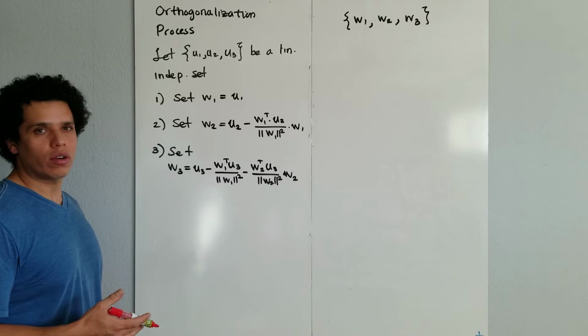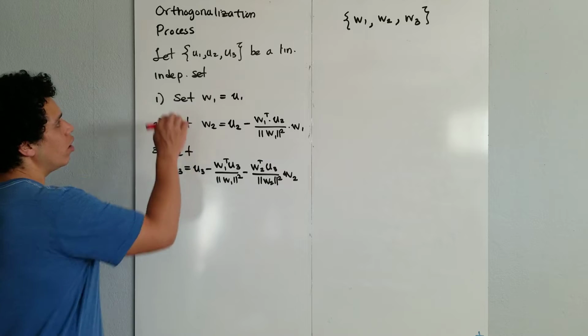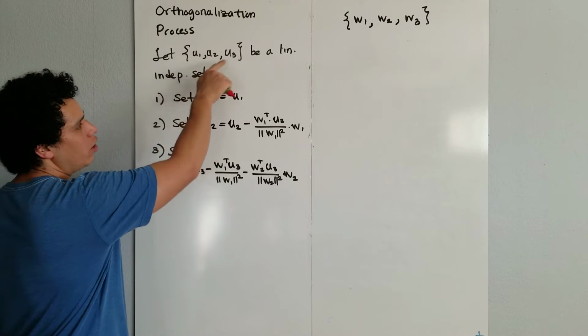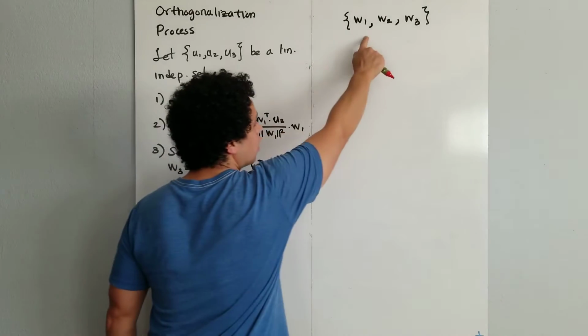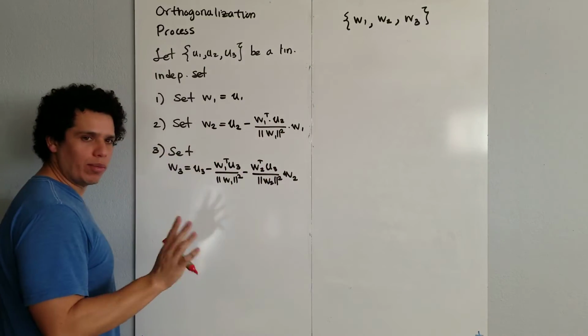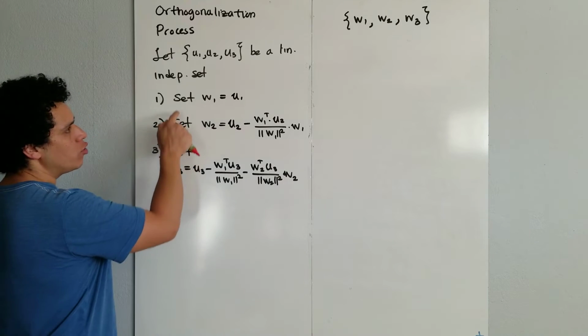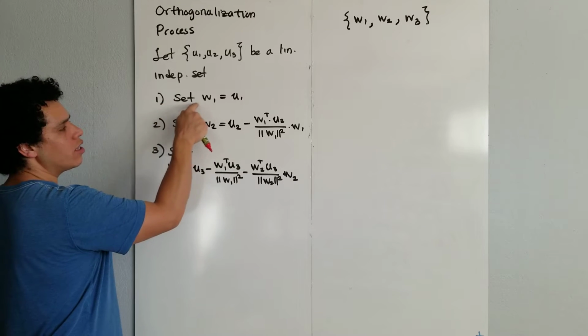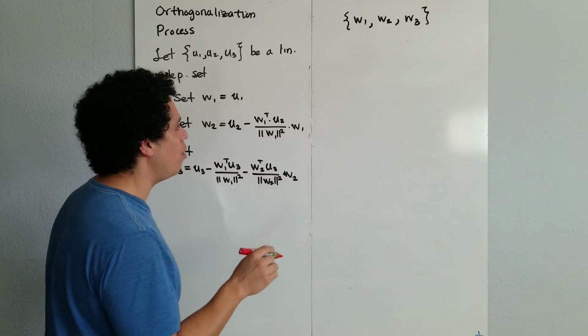To continue with the orthogonalization process, let me consider the following specialization. So here I have a linearly independent set of three vectors. And on the other side, I have three vectors, but I haven't explained anything about those yet. I will do so in a moment.